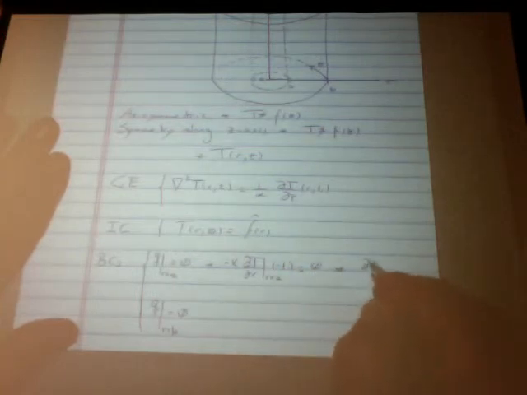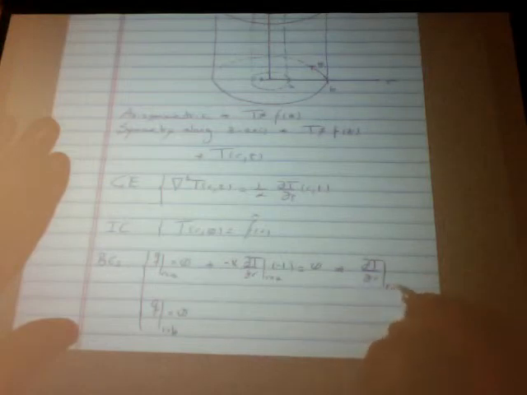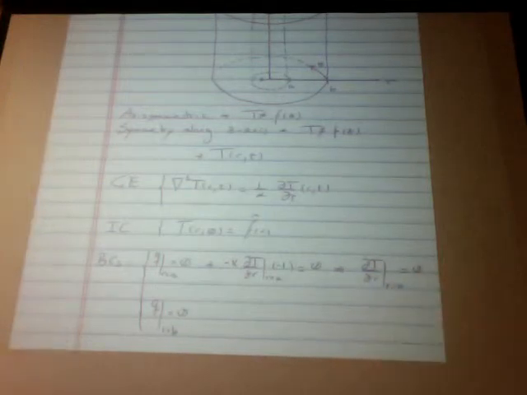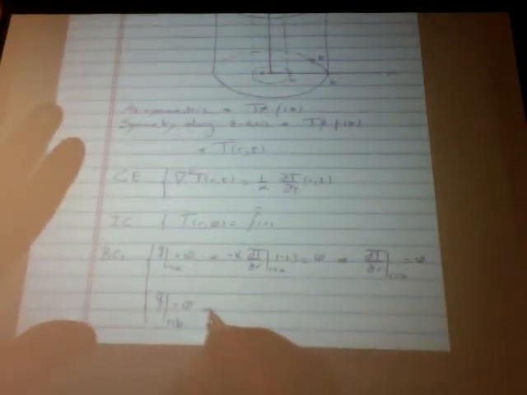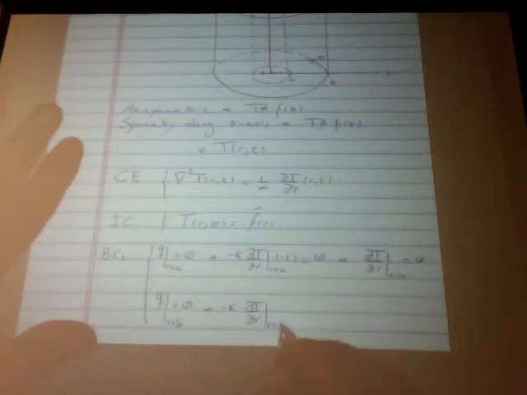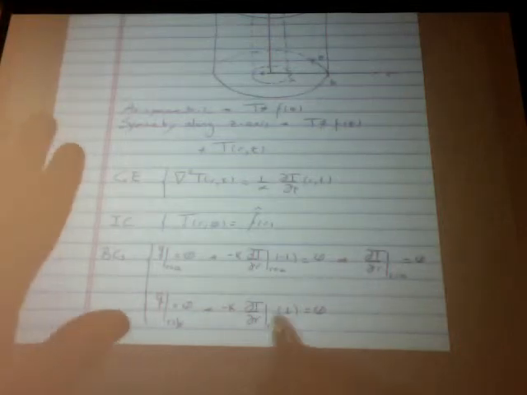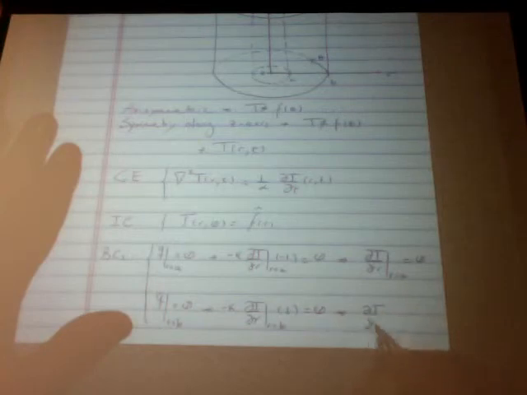And that ultimately translates into dT/dr at r equals a is equal to 0. The derivative of the temperature on the inner cylinder is equal to 0. This one is minus k dT/dr at r equals b times the normal vector, which is positive 1, is equal to 0. At r equals b, the normal vector points up, so that's why it's positive in the r direction. So dT/dr at r equals b is equal to 0.